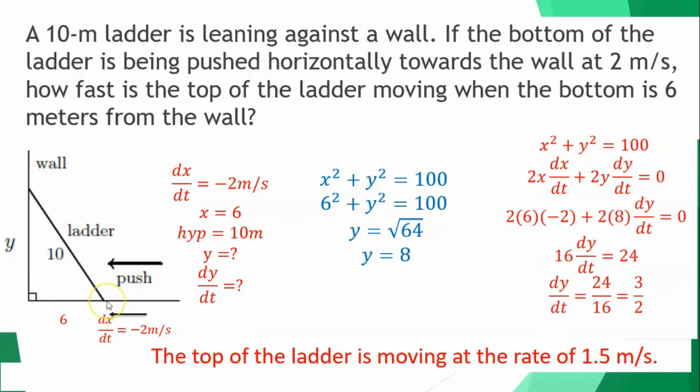So take note, dx dt is negative because eventually its distance from the wall will decrease, while dy dt is positive because eventually over time its height is increasing. Okay, another example.